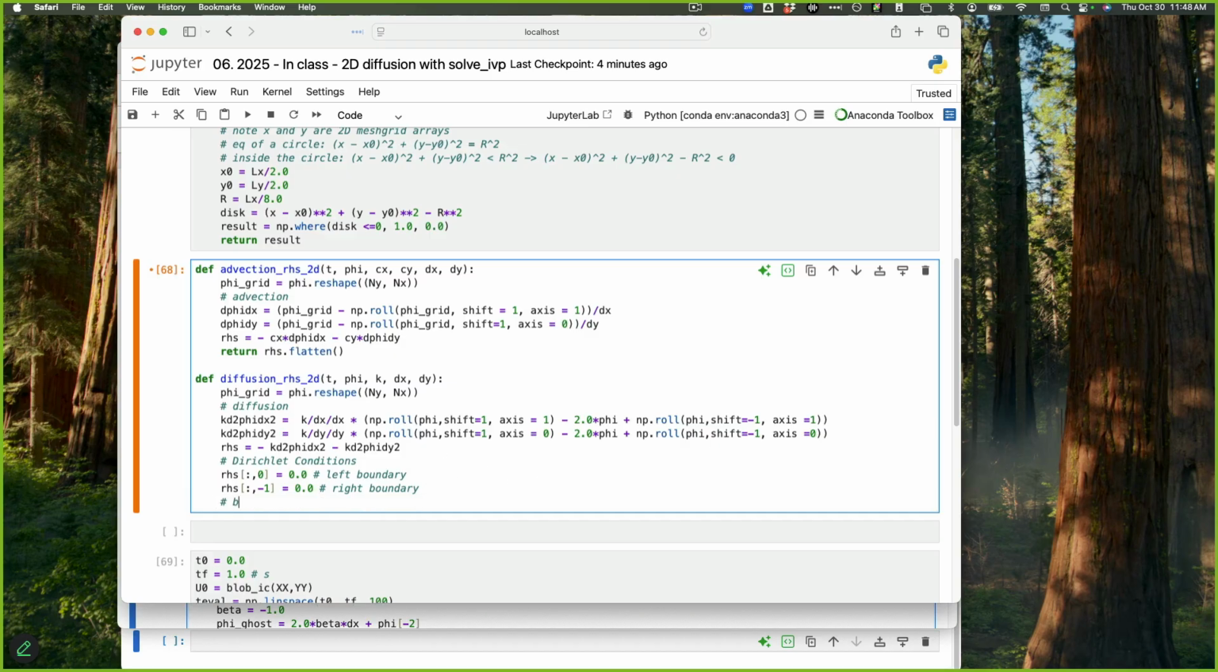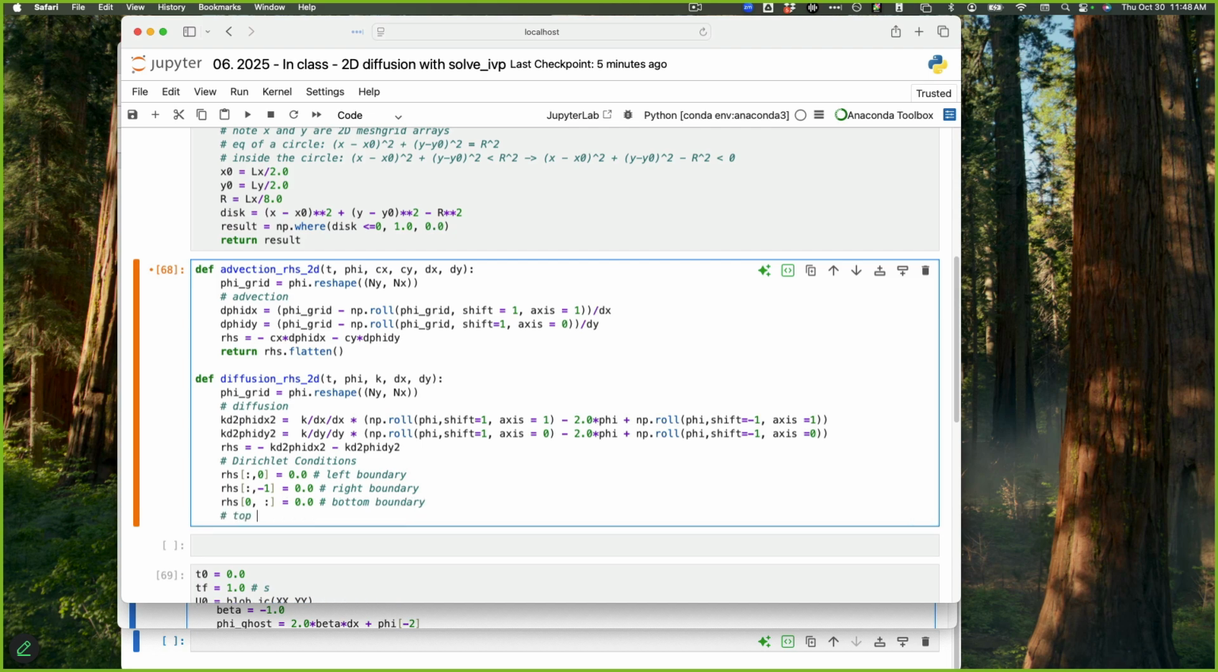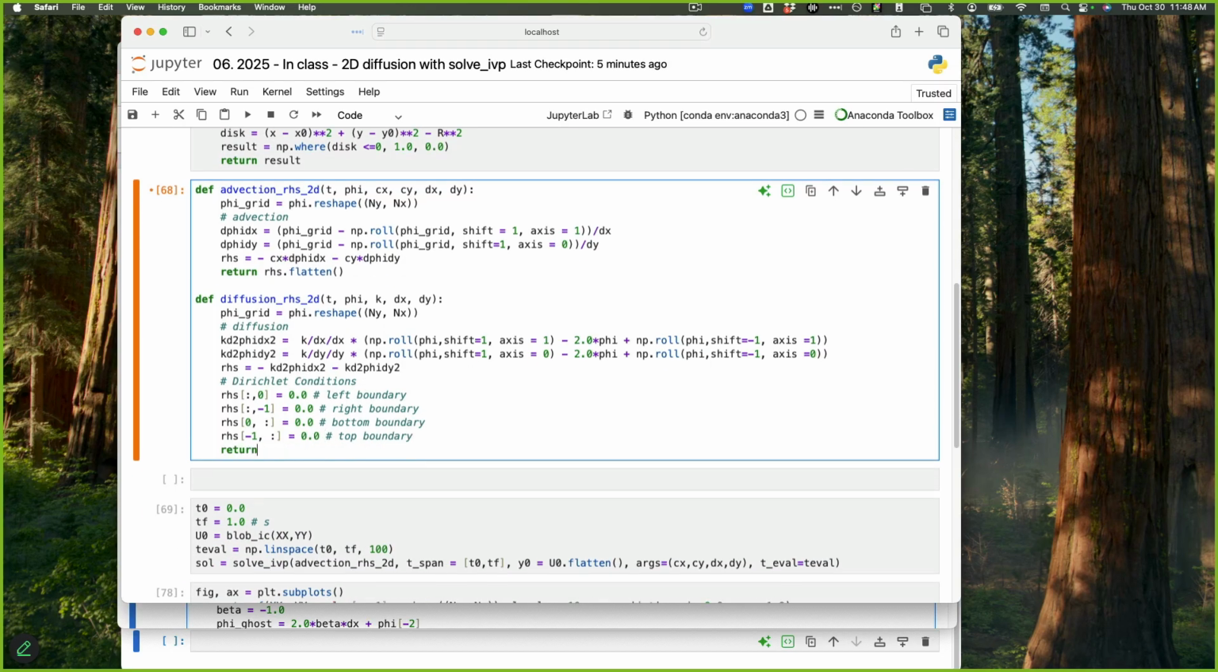Now on the bottom boundary, I want all the x values at the bottom boundary. So all the x values at the first y index. So that's RHS[0, :] = 0. So that's all the bottom boundary points. And then the top boundary, this will be RHS at the last y value, so RHS[-1, :] = 0.0. Okay. Finally, return RHS.flatten().